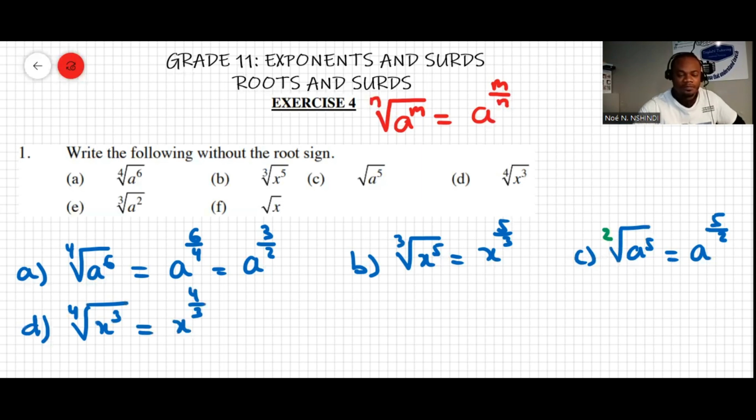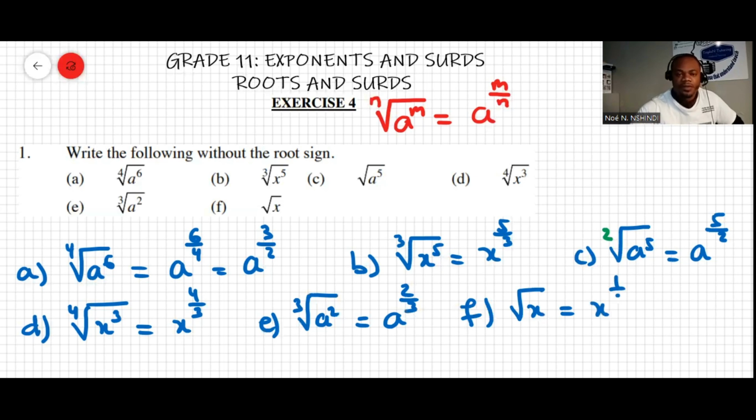And then e is the cube root of a squared. This will be equal to a to the power of 2 over 3. And then f, the square root of x. This is just x to the power of half.